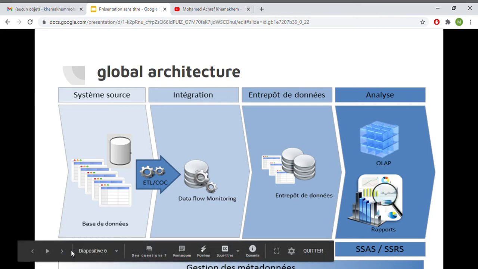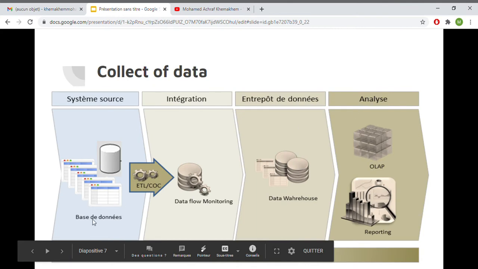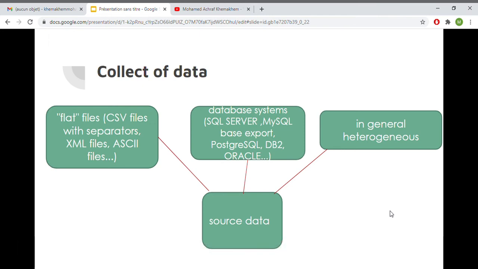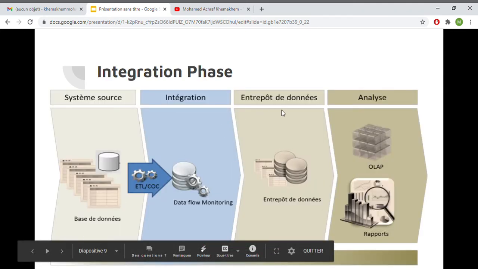So let's start with the collection of the data. We can find a lot of sources of data, such as flat files, CSV files with separators, XML files, ASCII files, database systems, SQL Server, MySQL, database exports, etc. And the data is in general heterogeneous. So let's move to the integration phase.